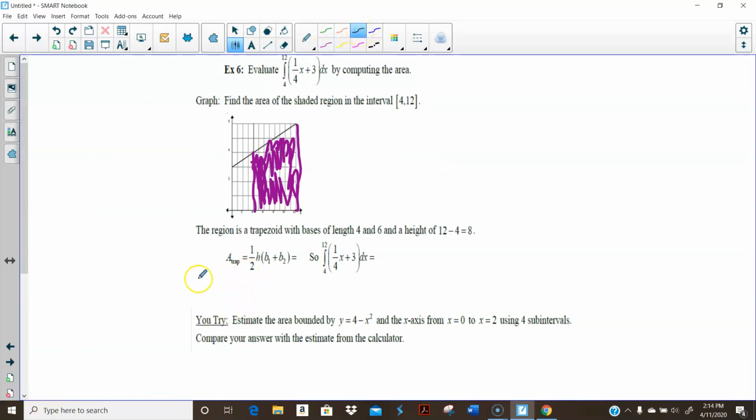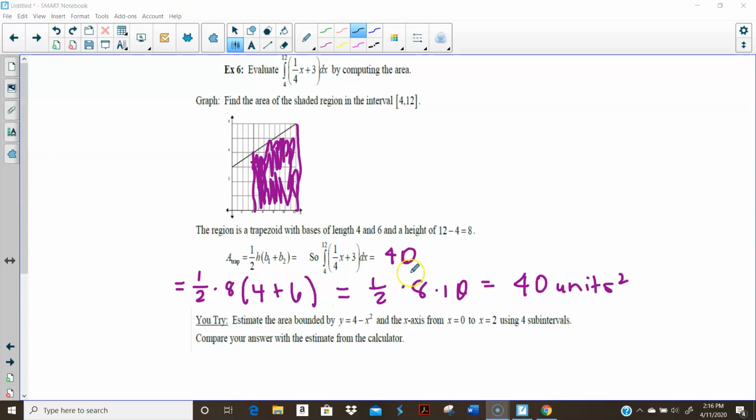So the trapezoid formula is 1/2. Then you'll multiply that times the height of the trapezoid, which is 8. Again, if you flip it over, the length here is 8. And then here's your first base, and that base is a length of 4. And your second base is over here, and that length is 6. So you can see we got 40 units squared, the same thing that you also got if you did it by the calculator. So now I'd like you to go ahead and try the U-try on your own.